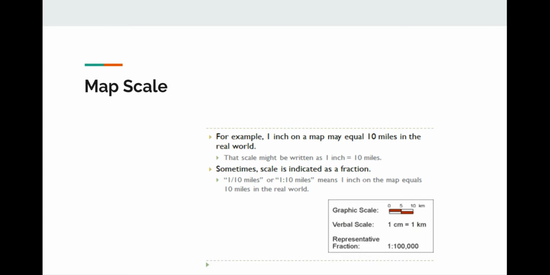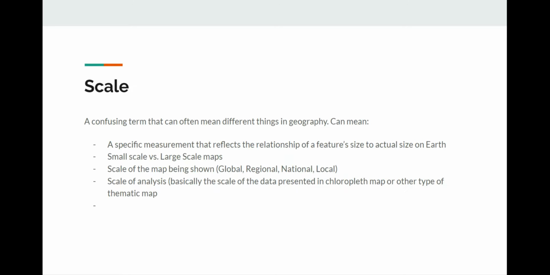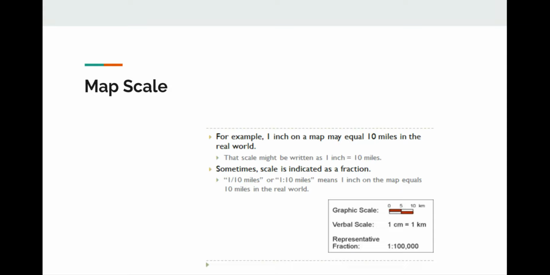All right, so very closely related to that, we have the concept of small scale versus large scale maps. So when we're zooming in and zooming out of what we actually want to look at, what are the cartographers or the geographers actually wanting to focus in on?